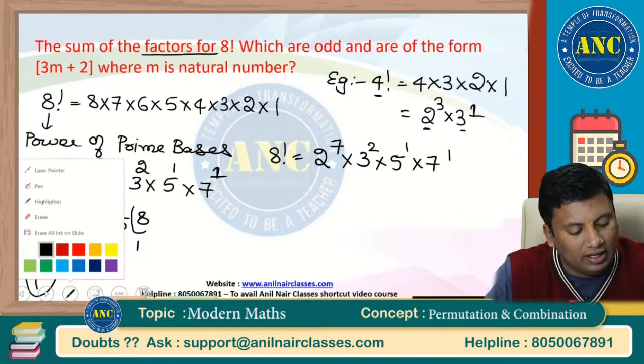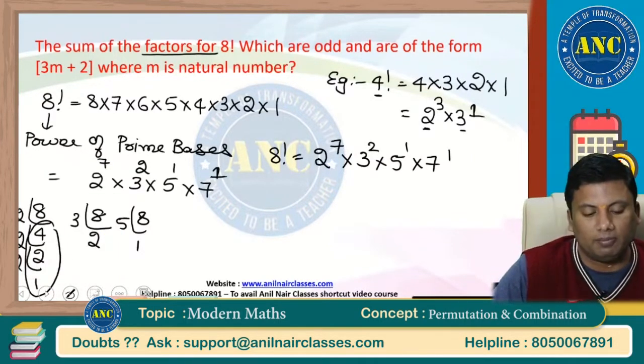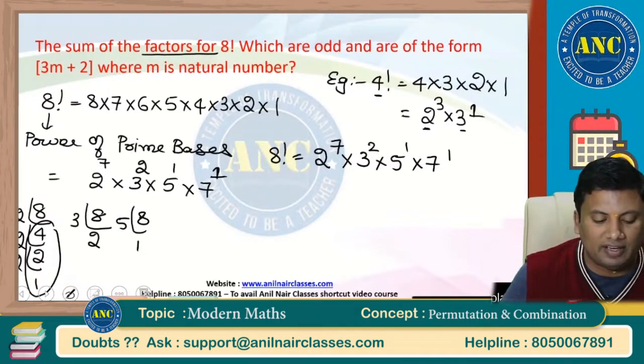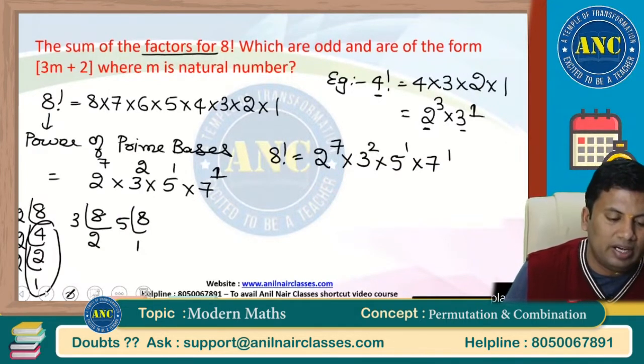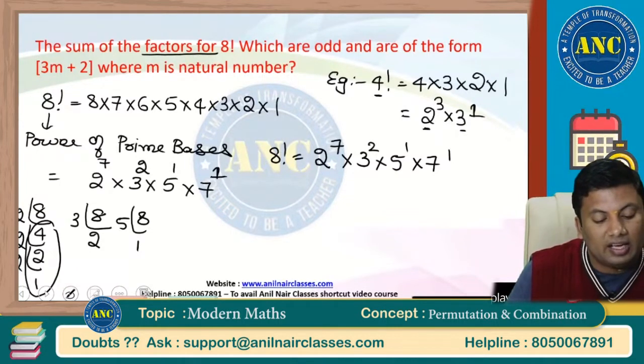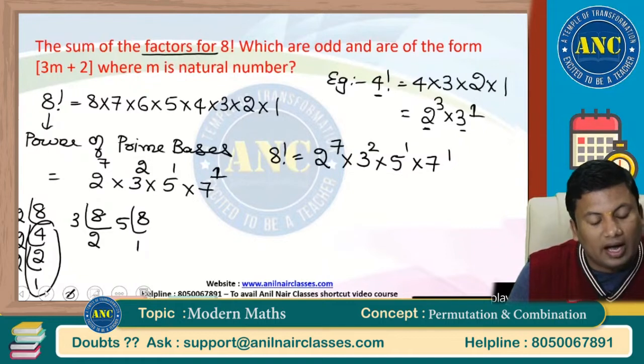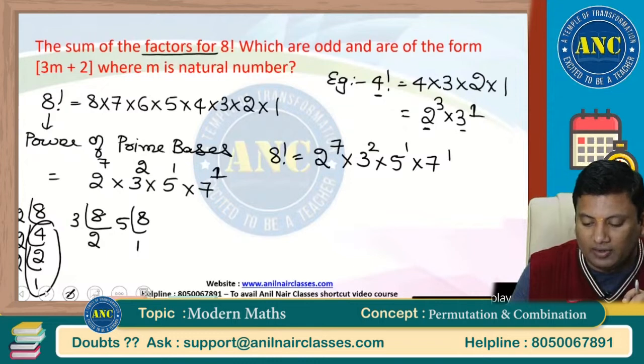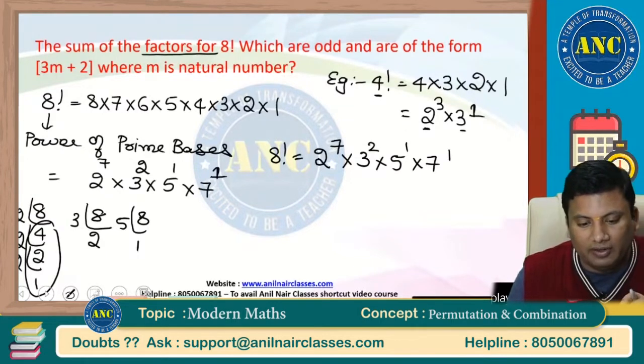Any factorial can be written as a power of prime bases. From 1 to 8, what are all the prime numbers? 2, 3, 5, 7. Highest power of 2 in 8 factorial is 7. Highest power of 3 in 8 factorial is 2. Highest power of 5 is 1. Highest power of 7 is also 1. 8 factorial is 2 power 7 into 3 square into 5 into 7.